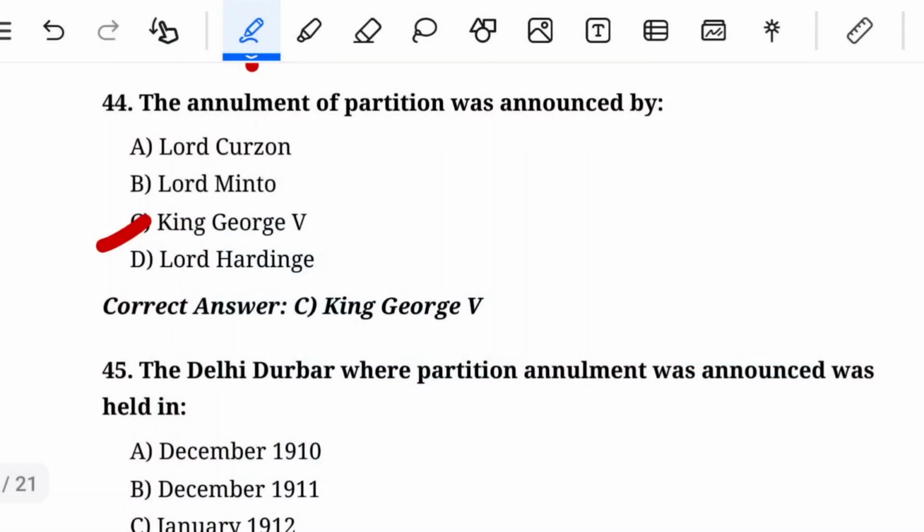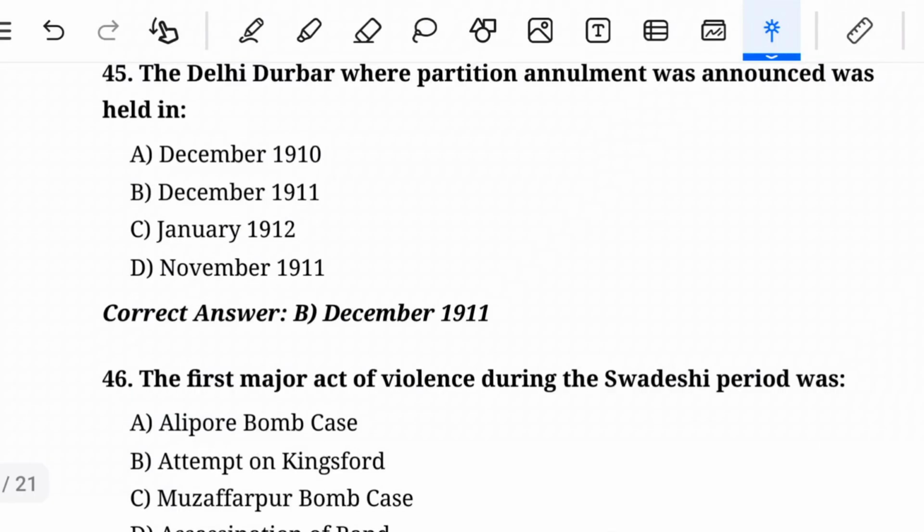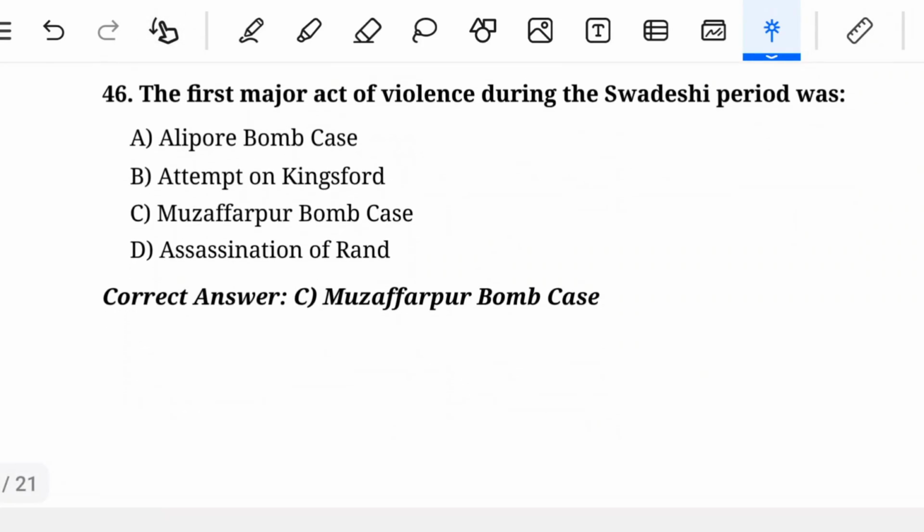45. The Delhi Durbar where partition annulment was announced was held in A. December 1910, B. December 1911, C. January 1912, D. November 1911. Correct answer B. December 1911.